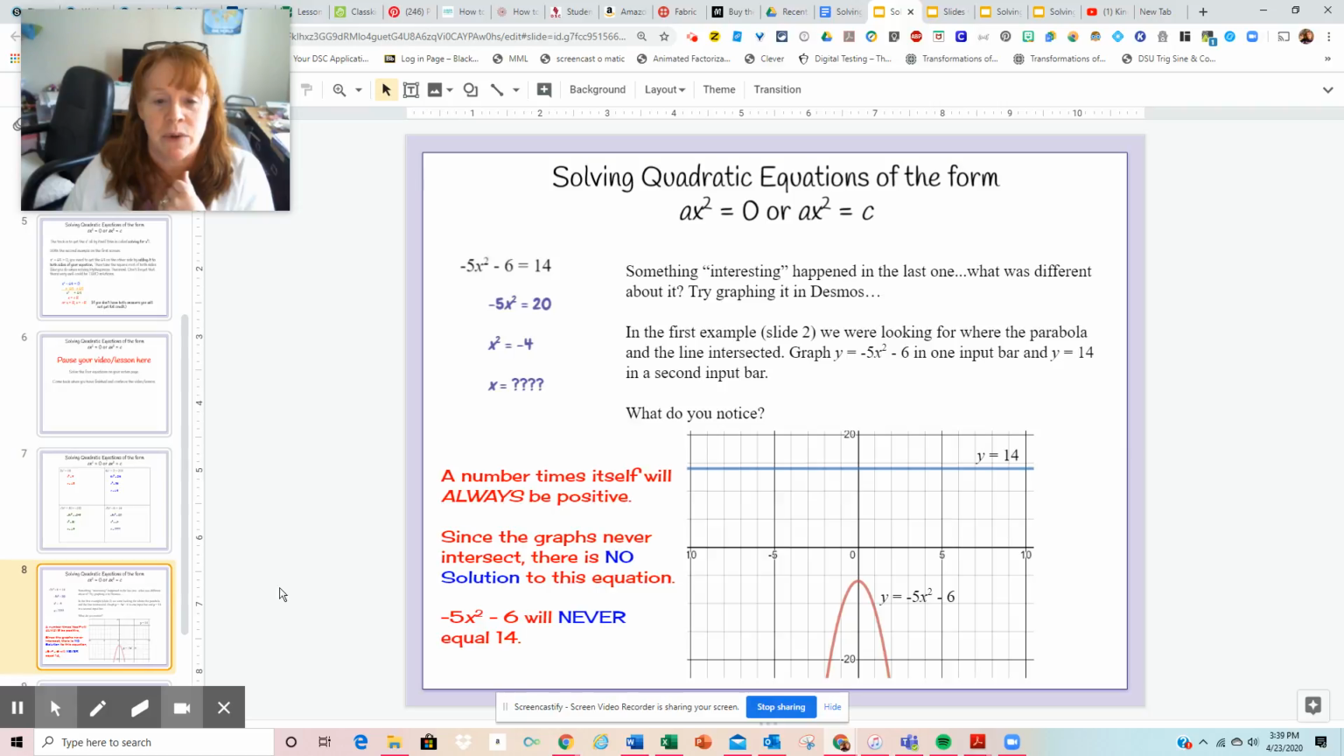So let's take a look at that real quick. So we've got this solving quadratic equations. This is that example that I just showed you. It's the exact same work. This is the equation of y equals 14. That's this part right here.